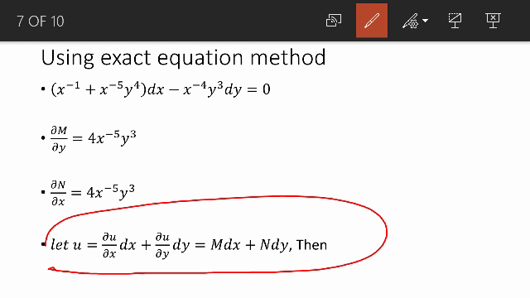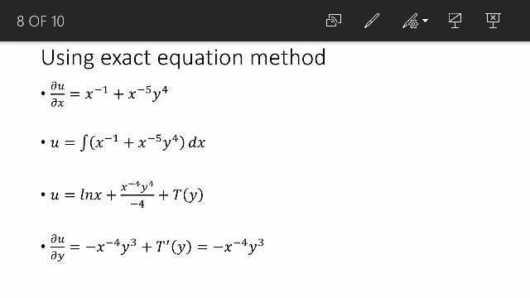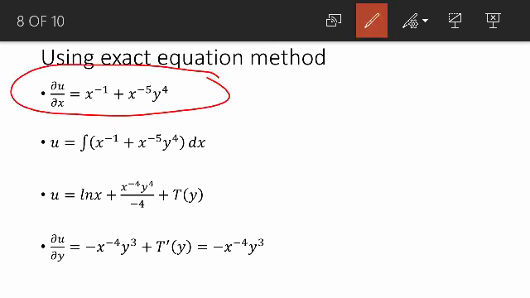So in that case now you can see that we can equate du dx to be m and equate du dy to be n. Okay, so now we continue with du dx. Du dx is x raised to power minus 1 plus x raised to power minus 5 y raised to power 4, and we can make u the subject of formula. Remember, the whole of this is equal to m. That's our m. Du dx is m.